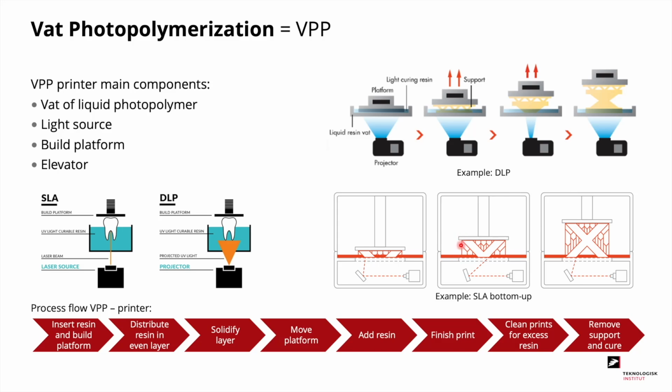Looking into the process flow of VPP, first you're going to insert resin and build platform. Then you distribute resin in an even layer. After that you solidify the layer with the light source and move the platform up or down. And then you add resin again and continue the process until you have the full part. Finally, you have to clean the prints for excess resin, remove support and cure with UV light.